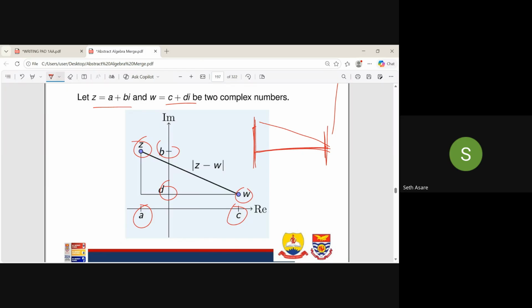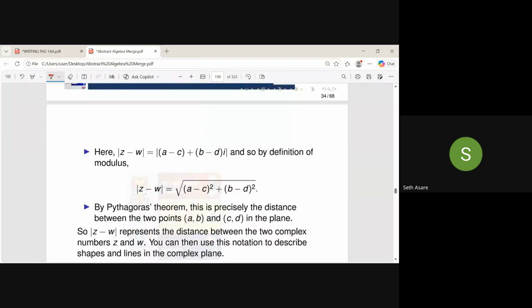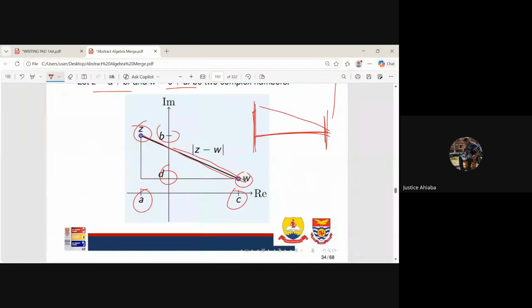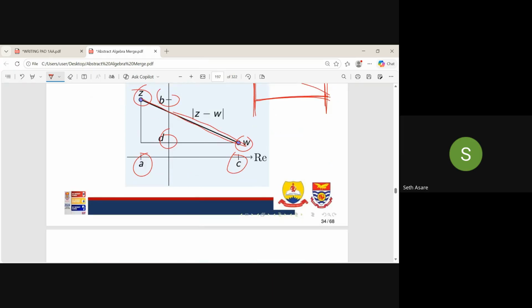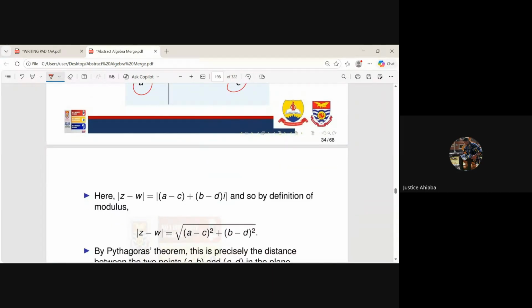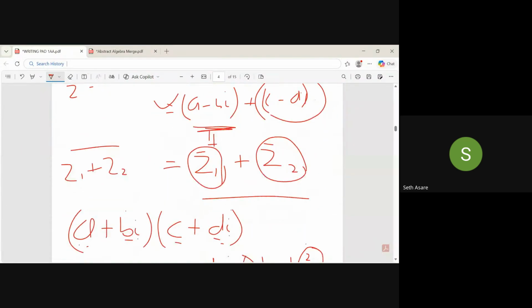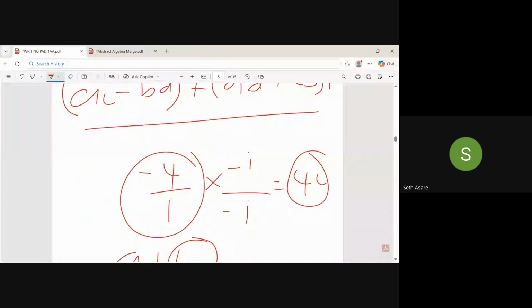Now what is the distance from me to you? Let's use this one. What is the distance between you and me? We can use the distance formula like this, but somebody is saying Z minus... All right, so let's use the vector approach.